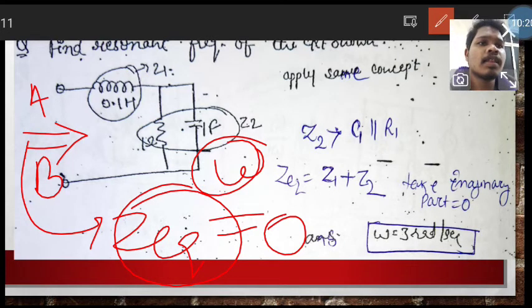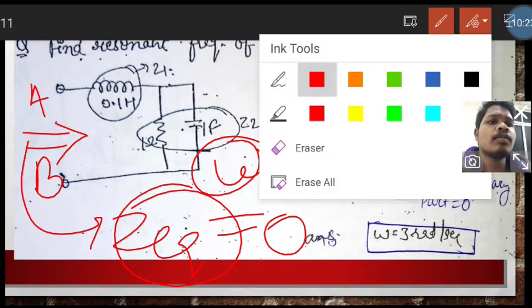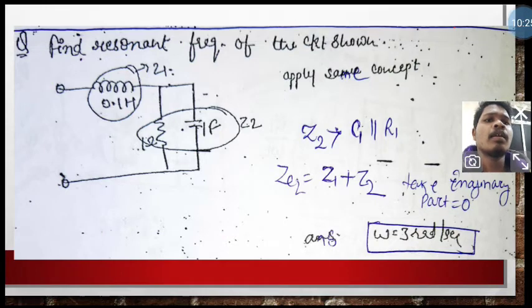So same concept, nothing to do with the other part. Okay, so see here, apply the same concept. This is Z2 and this is Z1. So Z1 and Z2 are in which combination? Series combination. So they get added to each other. After adding them, taking the imaginary part equal to 0, you will get omega equal to 3 radian per second as your resonance frequency.